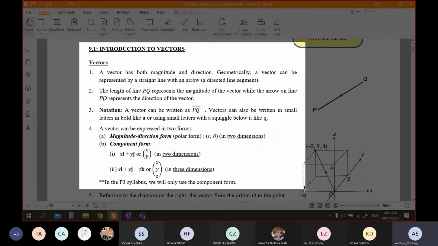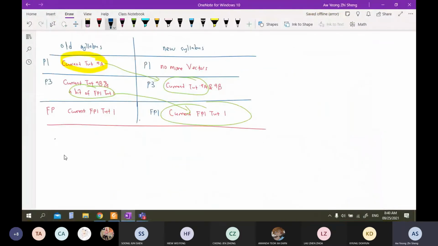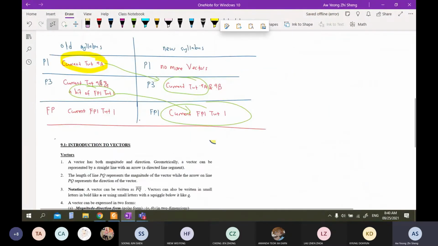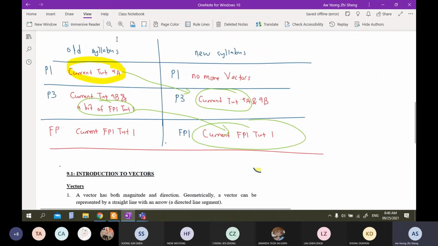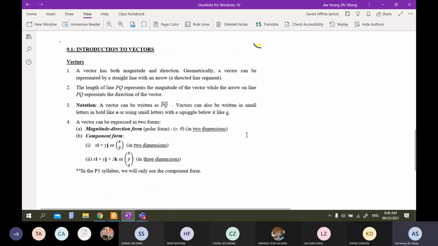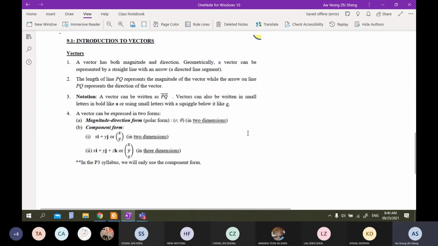Okay, so I believe all of you have learned vectors before in your secondary school. And whether it's SPM or IG, I believe you have all learned vectors before. If any of you has never learned vectors before, please let me know now in chat. Okay, so I assume everyone has foundation knowledge in vectors.